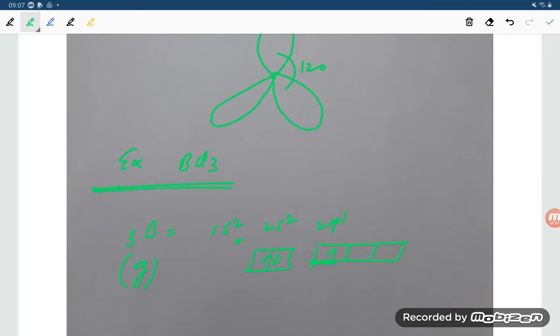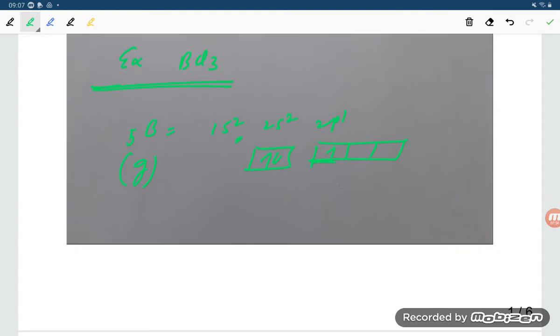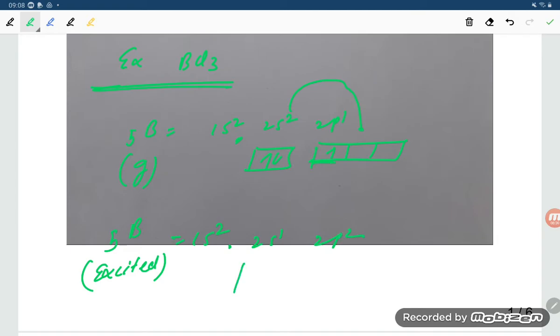So for 3 electrons, what do we have to do? We have to send it into the excited state. So boron 5 goes to the excited state, and one electron will jump to the 2p. So this is the configuration: 1s2, then 2s1 and 2p2. Here we can make the configuration like that.